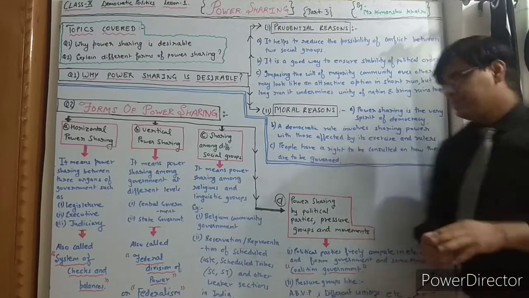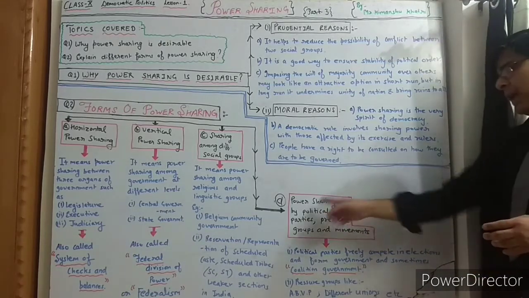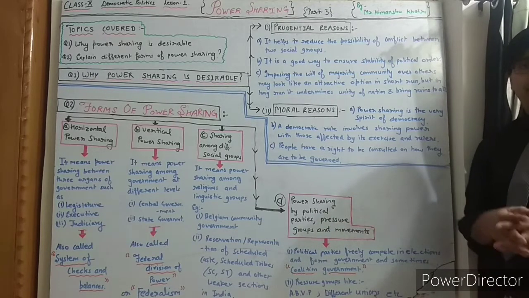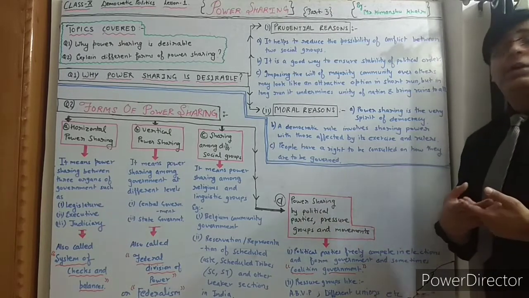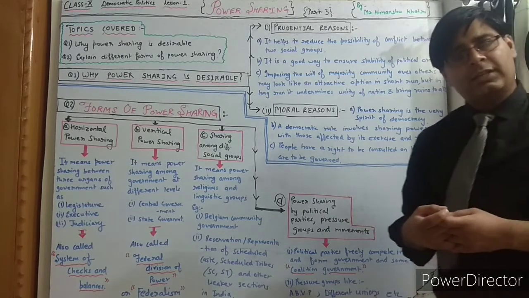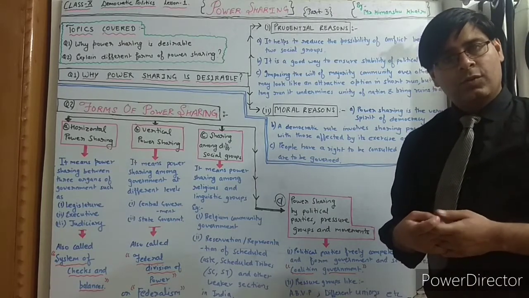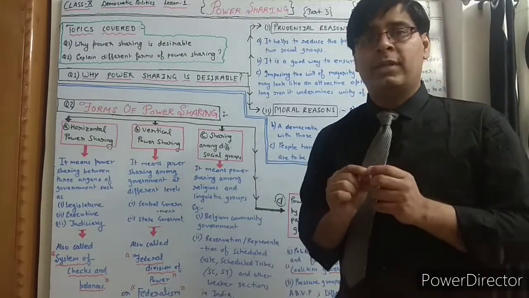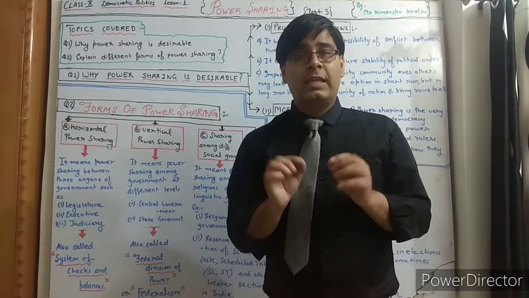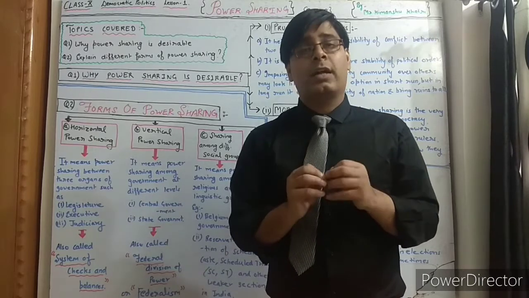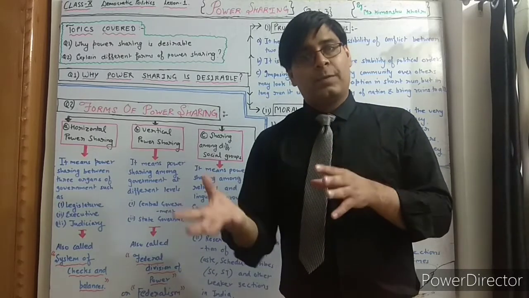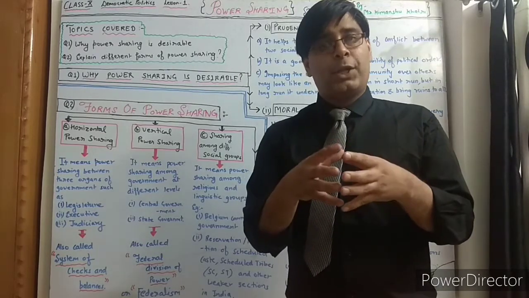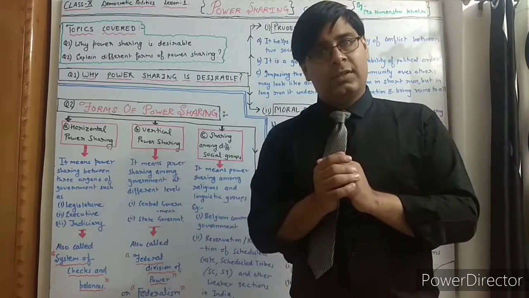Now, the last form. Last is power sharing by political parties, pressure groups, and movements. Okay? Now listen. Political parties share power. Yes. Why? You have heard of coalition government. Coalition government means, in Hindi, gathbandhan sarkar. Gathbandhan sarkar means when, suppose in any state or any country, no political party gets full majority, then what do they do?